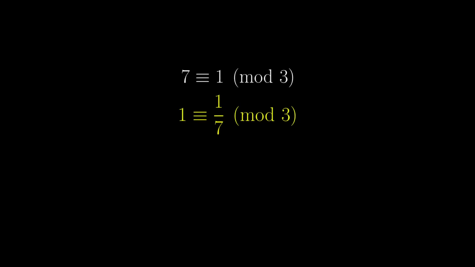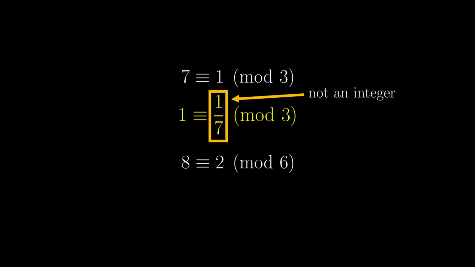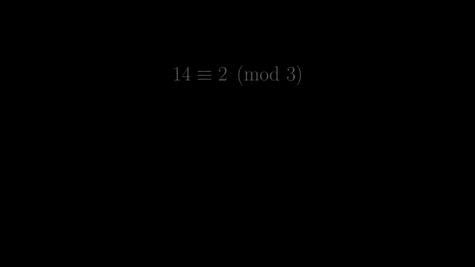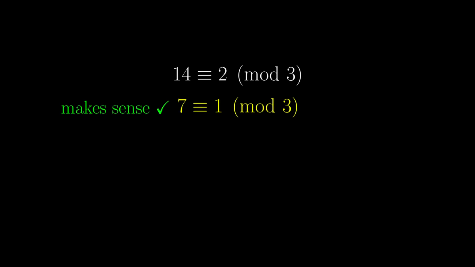If we divide both sides by 7, we arrive at some nonsense, because these kinds of relations only make sense for integers. So is it that after division, if all the numbers are integers, then the congruence relation holds? Let's consider this case. If we divide both sides by 2, even though all numbers here are integers, this is still nonsense. However, this does not mean that we can never do division. Consider another case. If we now divide both sides by 2, this new relation makes perfect sense.